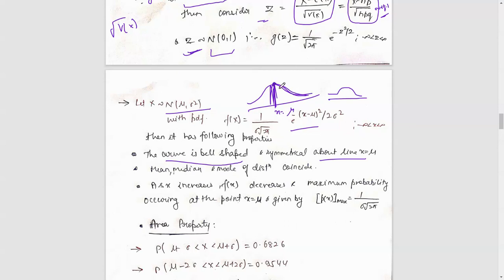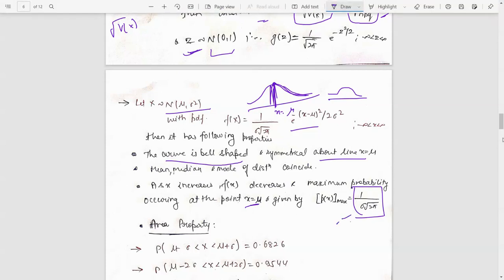Okay, and that probability at maximum at x is equal to mu is given by this particular formula, 1 by sigma into root 2 pi. So obviously, when you just put mu in the original formula, you will get 1 upon sigma into root 2 pi. This is the maximum probability at x is equal to mu. So this formula you have to remember.